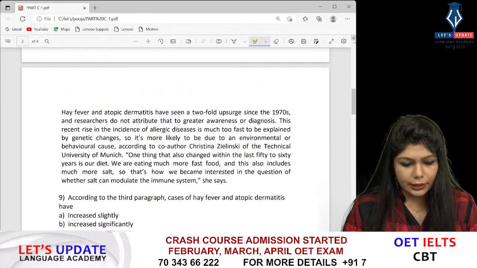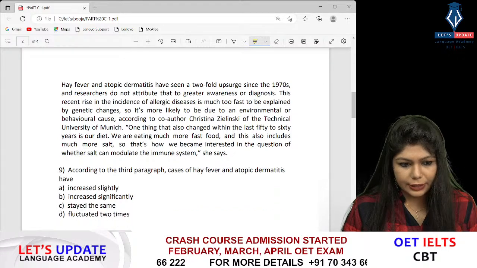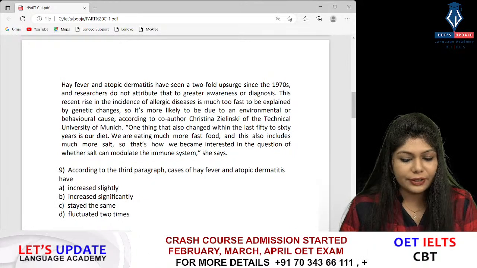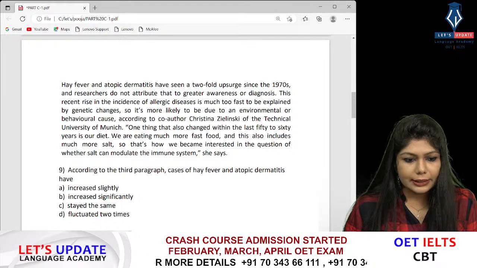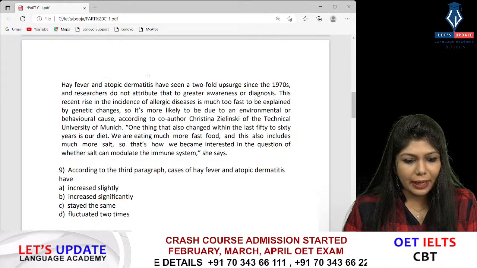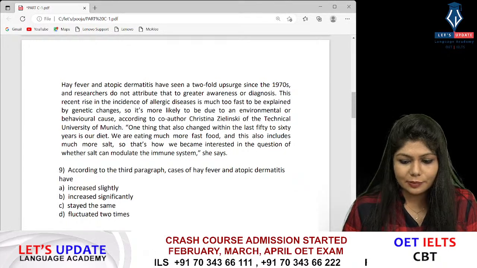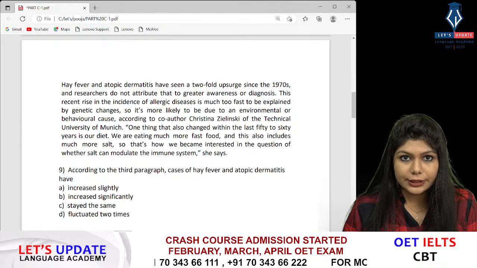This is the paragraph and question. The question is, according to the third paragraph, cases of hay fever and atopic dermatitis have what? So please read the paragraph and let me know the answers in the comment section. I'll give you a minute to read yourself.